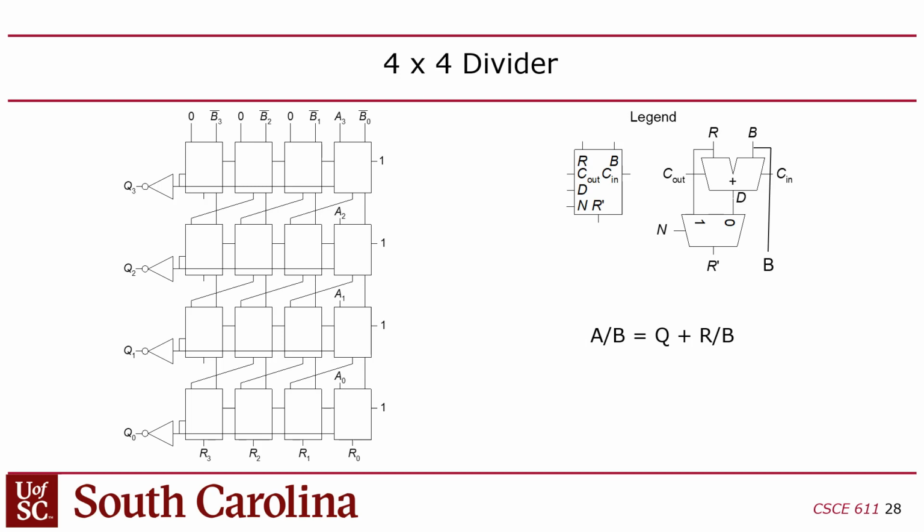But in this design, the idea is that as you propagate down, the results that you get from each row of these blocks is going to be the remainder, which is the difference that you got from subtracting the divisor from the shifted form of the dividend. And you'll notice that we're shifting the dividend left. That's why you have A2 coming in, A1, and A0. And then as you go down, these lines go diagonal that implement the left shift. Does it make sense?